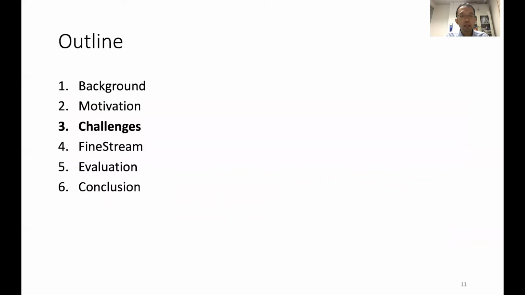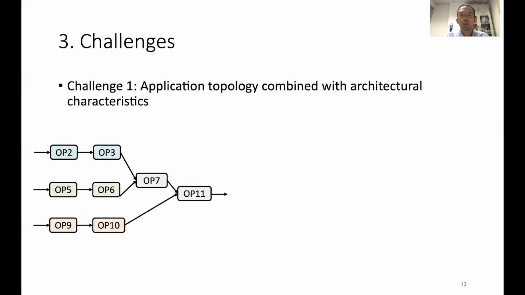However, enabling fine-grained stream processing on integrated architectures is complicated by the features of SQL stream processing and integrated architectures. We summarize 3 major challenges as follows. The first challenge is application topology combined with architectural characteristics. Application topology in stream processing refers to the organization and execution order of the operators in a SQL query.